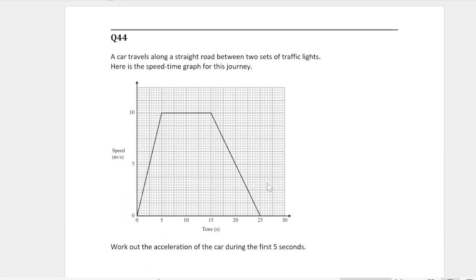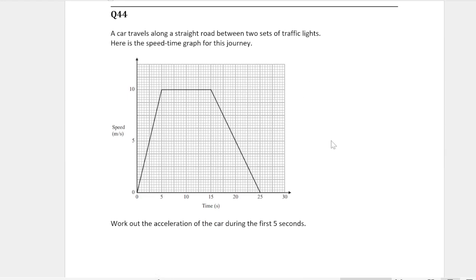Okay, question 44. Car travels at speed along a straight road. Work out the acceleration of the car during the first 5 seconds. So the acceleration is going to be the gradient of the line. So the gradient of the line is going to be equal to 10 divided by 5. So it's going to be equal to 2 meters per second squared.